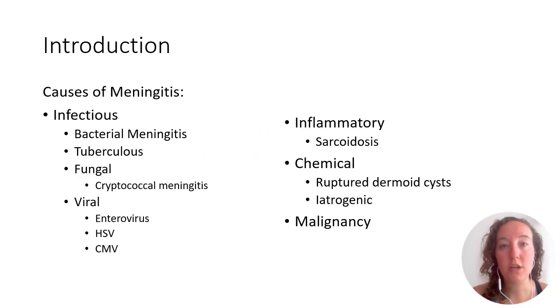There are many possible different causes of meningitis. Of course, most commonly known are the infectious causes, which can include bacterial meningitis, tuberculous meningitis, fungal, most common of which would be a cryptococcal meningitis, as well as various viral causes of meningitis. But in addition to infectious causes, there are also inflammatory causes such as sarcoidosis or chemical meningitis, which could be from ruptured dermoid cysts or iatrogenic, so from post-surgery, or sometimes certain medications. And also malignancy can cause a meningitis as well.